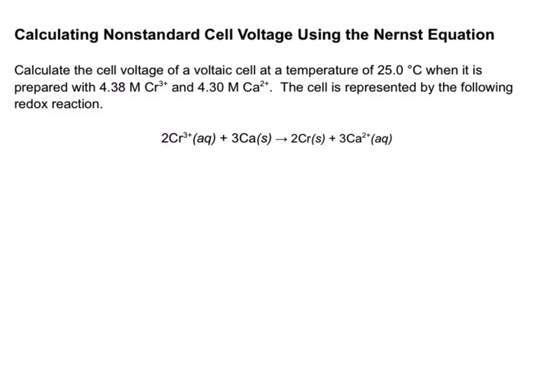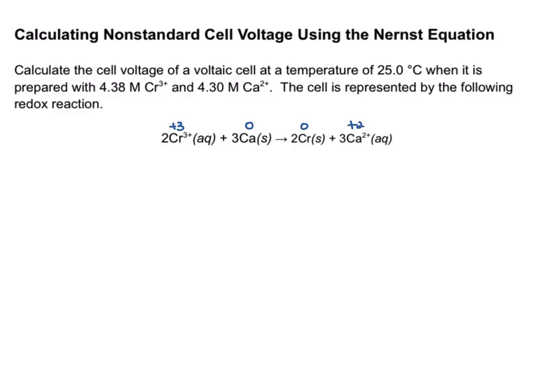They've given us a balanced chemical equation, but we have to determine which element is undergoing the reduction process and which element is undergoing the oxidation process. To do this, we have to assign oxidation states. So in this reaction, chromium 3 plus has an oxidation state of +3, calcium 0, chromium 0, and calcium 2 plus +2.